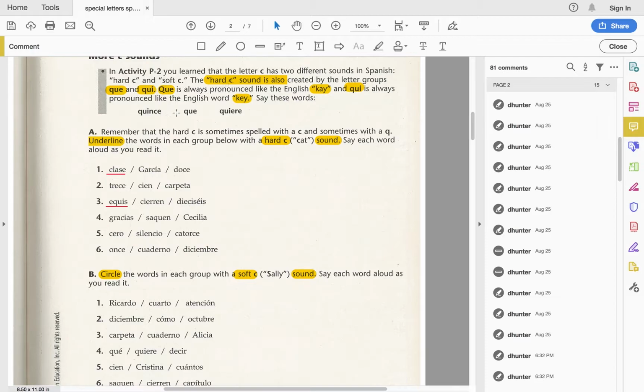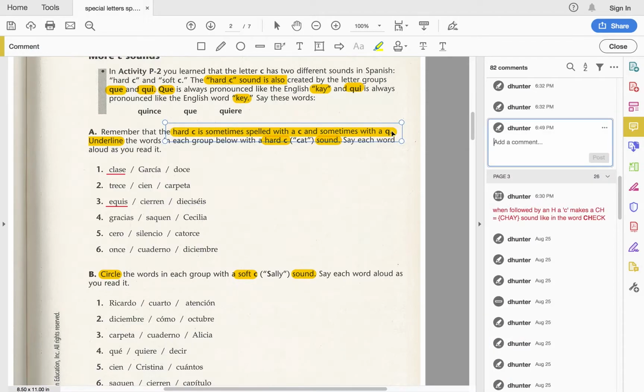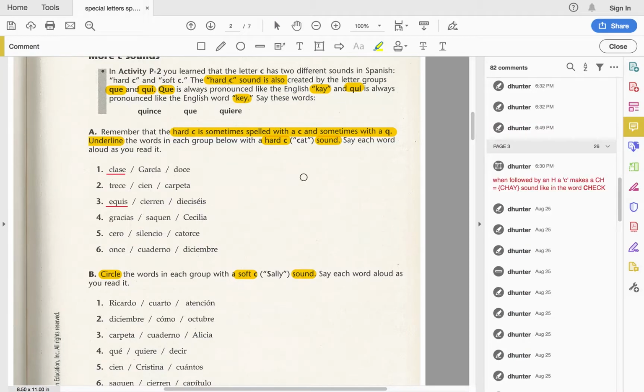Quince, que, quiere. One more time. Quince, que, quiere. Remember that the hard C is sometimes spelled with a C and sometimes spelled with a Q. That's a key point. I'm going to have you highlight that again. Remember the hard C, sometimes spelled with a C, other times it wears the Q. Having that in mind will help keep you from getting tripped up here and as you pronounce words while reading.